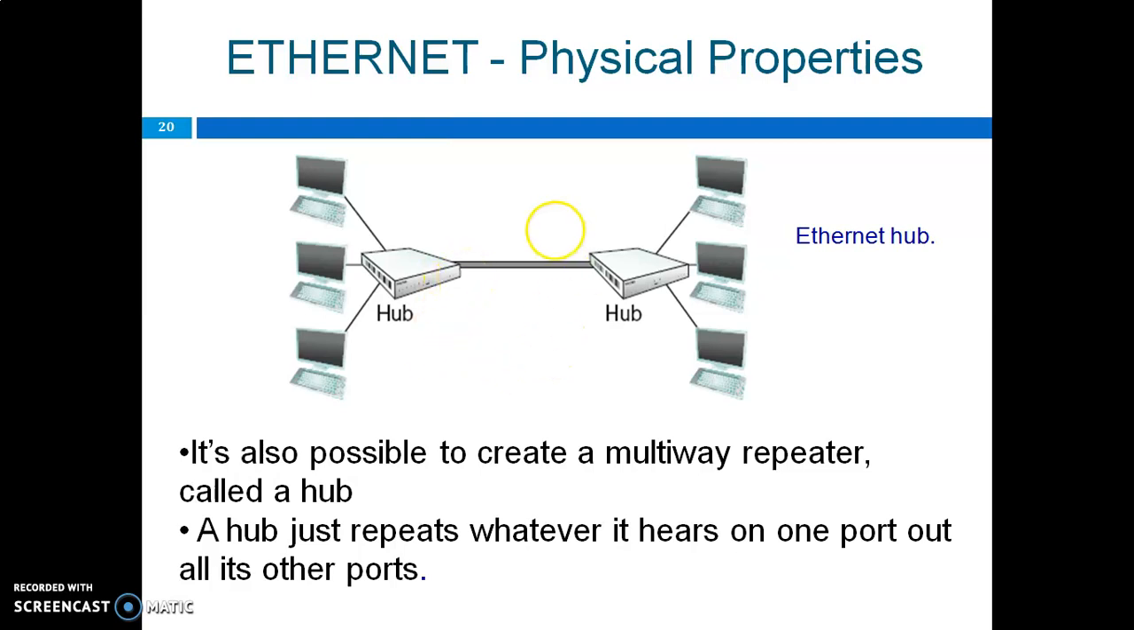There is also a possibility to use hubs. A hub is also an intermediate device. It is possible to create a multi-way repeater, and that multi-way repeater we can call a hub. Through this hub a number of systems can be connected. Each and every hub can be connected through a cable. So this is an Ethernet hub.